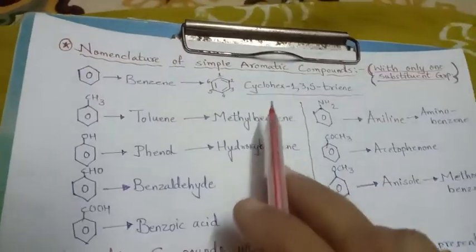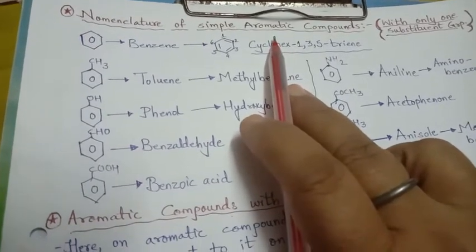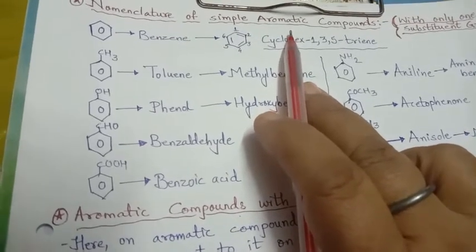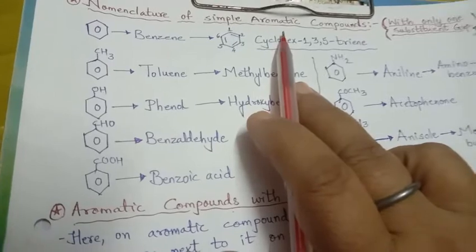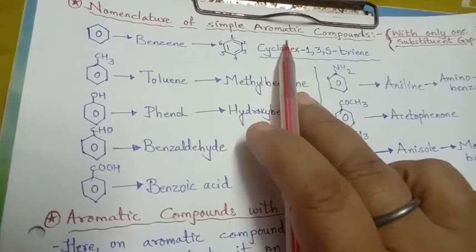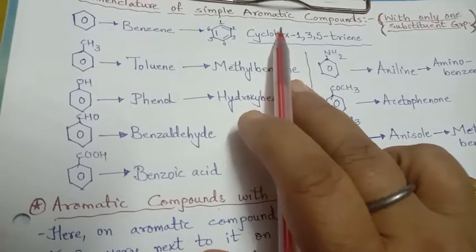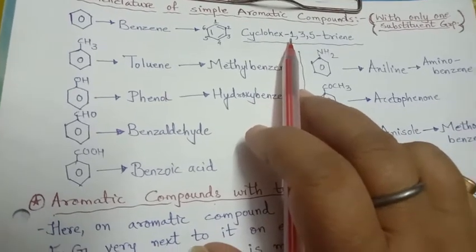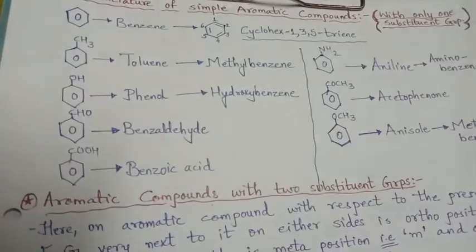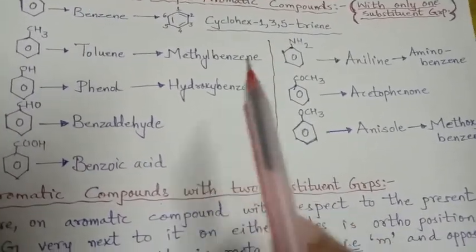Now we will see the nomenclature of simple aromatic compounds. When we come across aromatic compounds, we have learned in the general discussion in the very first or second video that there are two types of aromatic compound: one is the benzenoid and one is the non-benzenoid group. Benzenoid consists of a ring, and non-benzenoid does not consist of a ring. Here we will see some simple aromatic compounds, benzenoid compounds, with only one substituent.